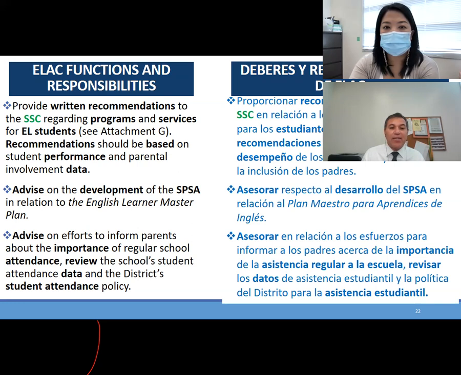Also, ELAC advises on the development of the single plan for student achievement. That's important. Pretty much says, how are we going to help our English learners? And finally, one other responsibility is to learn about school attendance, learn about students' attendance data, and give recommendations on how we could improve our student attendance.